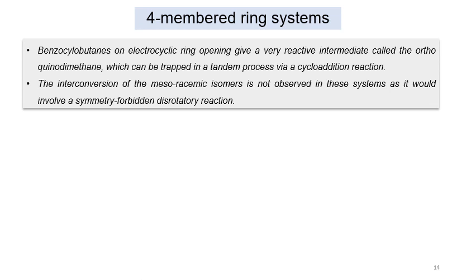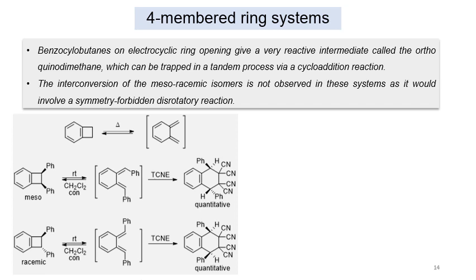If we see this particular system, these are benzocyclobutanes. These undergo electrocyclic ring opening to give something called the orthoquinone dimethane. These orthoquinone dimethanes are extremely reactive, and these, now you can see here, are a 4-pi system, and they can be trapped via a cycloaddition process. For example, if you see this particular compound, this is a meso compound, okay, gives you this particular isomer upon 4+2 cycloaddition, whereas this is not meso, this is racemic, okay, it is C2 symmetric, gives you this particular meso compound, clearly indicating that these are now undergoing an electrocyclic ring opening in the conrotatory mode.